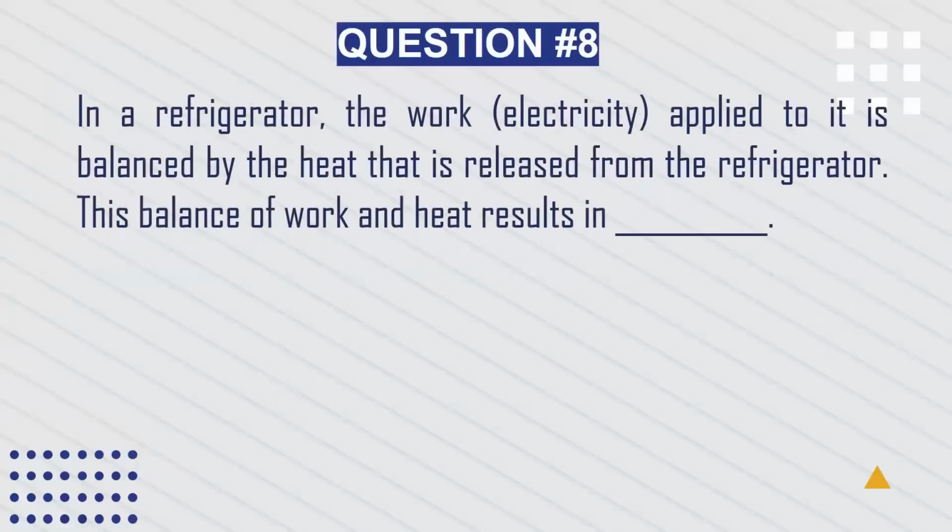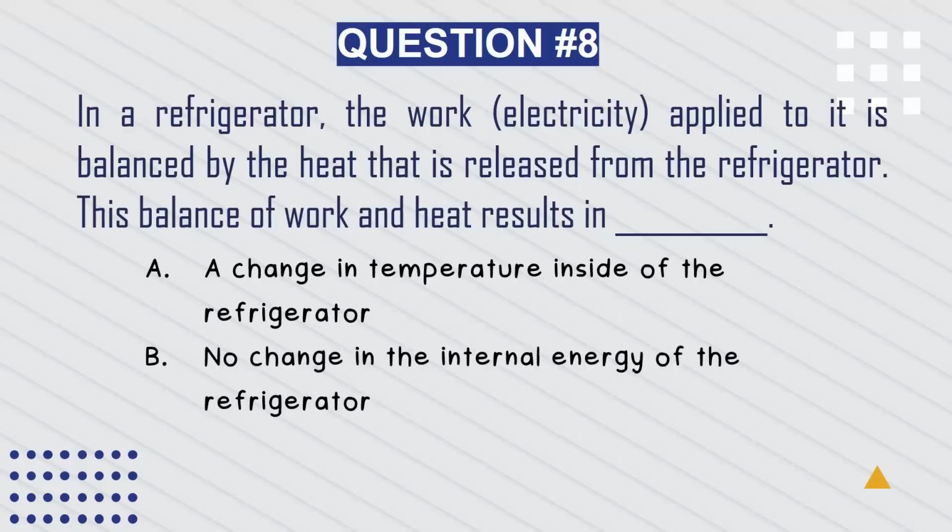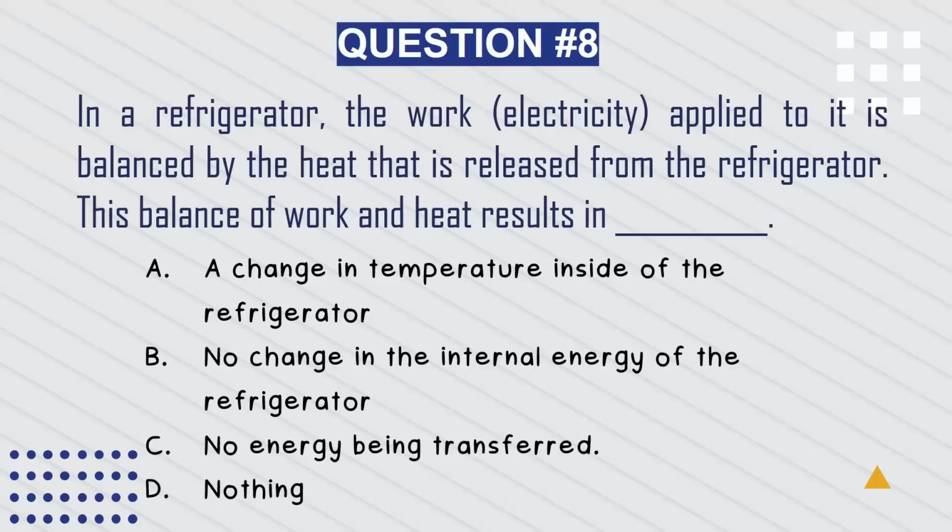In a refrigerator, the work or the electricity applied to it is balanced by the heat that is released from the refrigerator. This balance of work and heat results in A. A change in temperature inside of the refrigerator. B. No change in the internal energy of the refrigerator. C. No energy being transferred. Or D. Nothing.